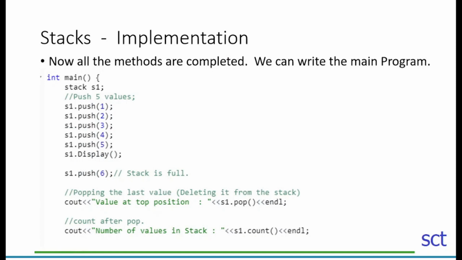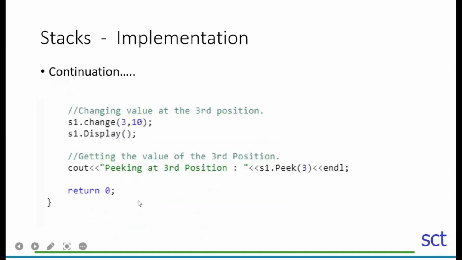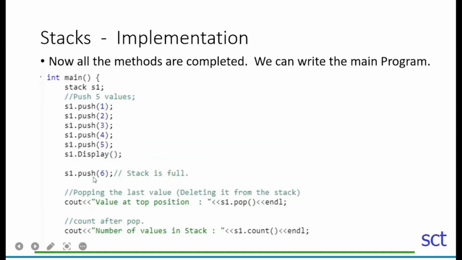So it will go to the 0th location of the array, and similarly push 2, 3, 4, 5. 5 elements you have pushed here, and you are calling a display function, and this display function is going to display all the elements in the reverse order, that is from the 4th to 0. Okay. And when you try to push the 6th element, S1 dot push of 6 here, what is going to happen? It is going to give an error message saying that stack is full.